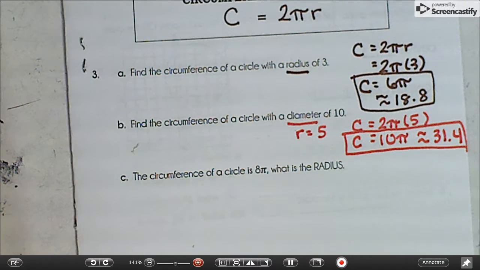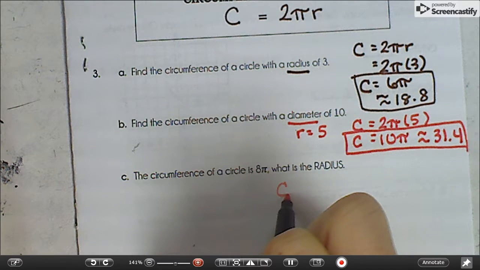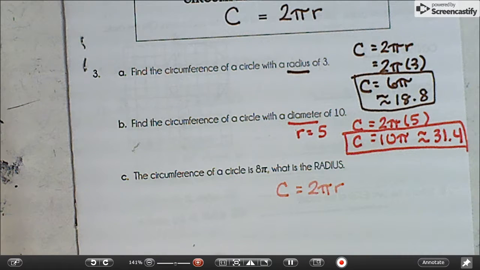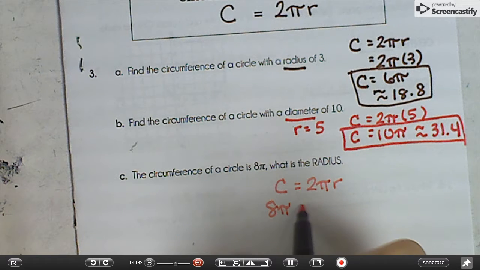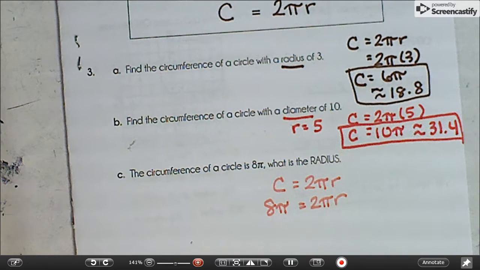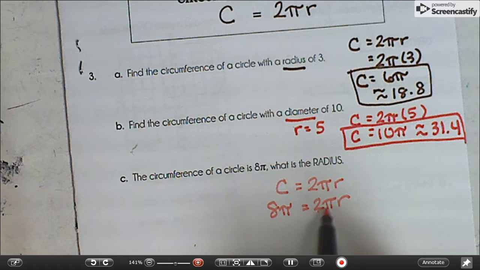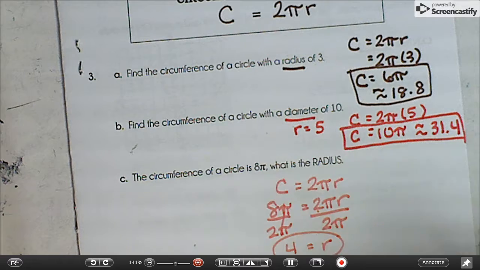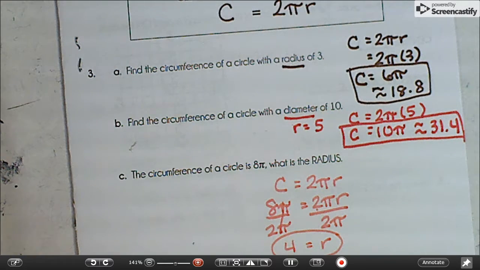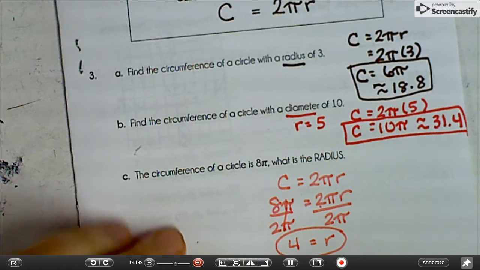Because it always trips people up to use formulas backwards, we're going to find the radius if we already know the circumference. Circumference equals 2 pi r. In our problem, they actually gave us the circumference, but not the radius. Since 2 and pi are multiplied and multiplying r, we're going to divide by 2 pi. So 4 equals the radius. All right, so that's a quick review of radius and circumference.